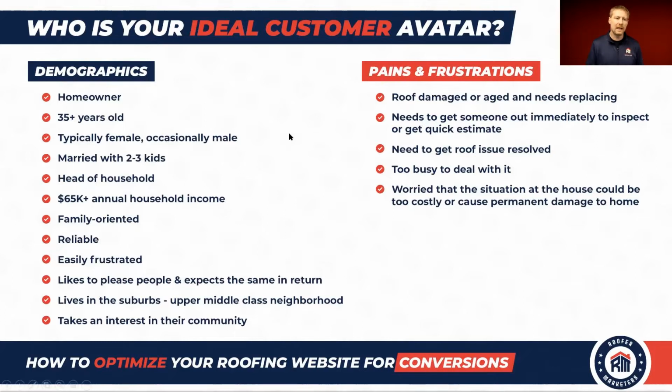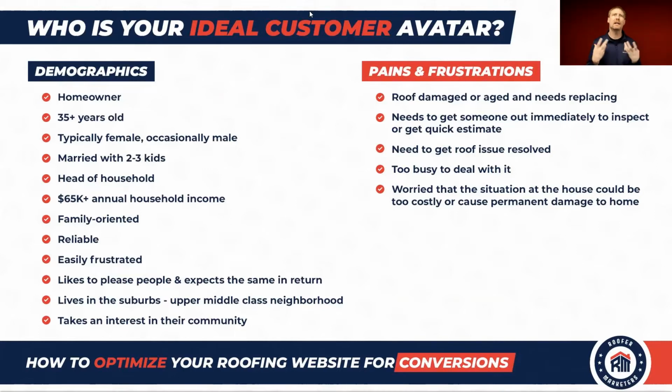So this, for example, is the demographics of a retail residential roof replacement: a homeowner, 35 years of age or older, typically female, occasionally male, married, 2 to 3 kids, head of household, maybe an annual income of $65,000 plus. They're family oriented, they're reliable, they're easily frustrated. They like to please people. They expect the same in return. So they want good service. Maybe they live in the suburbs, an upper middle class neighborhood. They take an interest in their community.